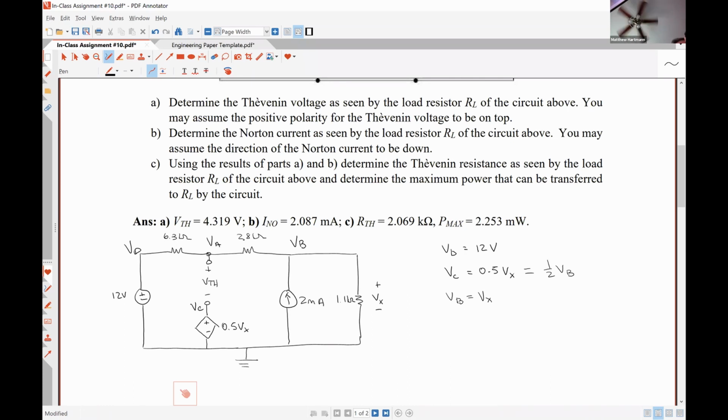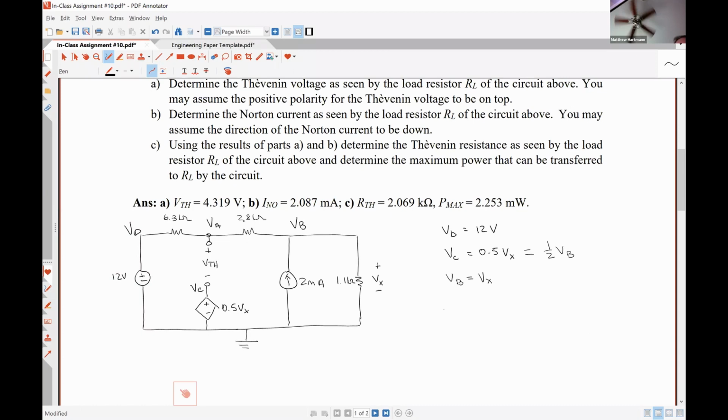All right, so the only place we'll actually need to apply Kirchhoff's current law then is at node B. So that's going to be VB minus VA over 2.8 kilo ohms minus 2 milliamps plus VB divided by 1.1 kilo ohms is equal to 0. Solve these guys, which means I need to go find a calculator real quick.